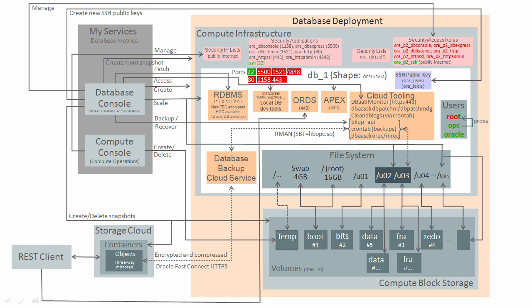Other options are required, like a new service name and an SSH public key. You can change the other selectable options from their defaults if you want, for example, shape and backup destination.